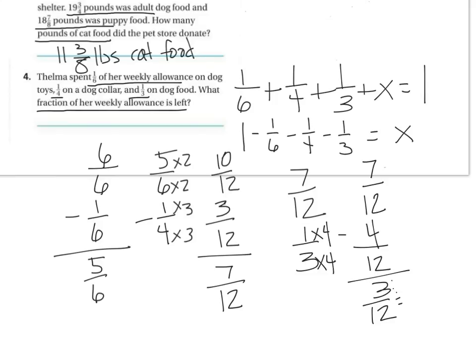Both of these could be divided by 3, which leaves me with 1/4. So what fraction of her weekly allowance is left? 1/4 of her weekly allowance.